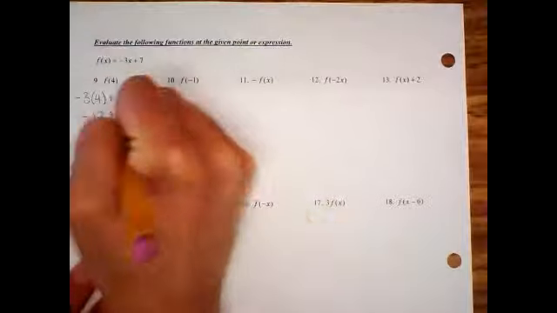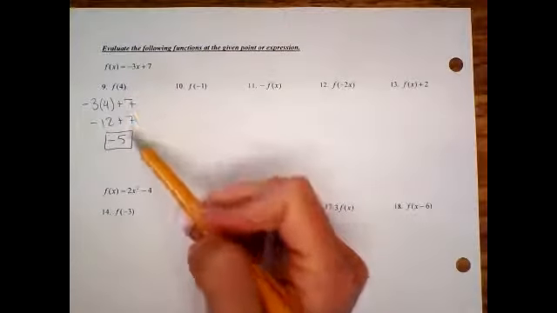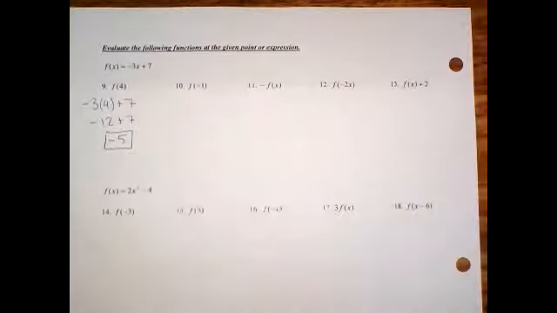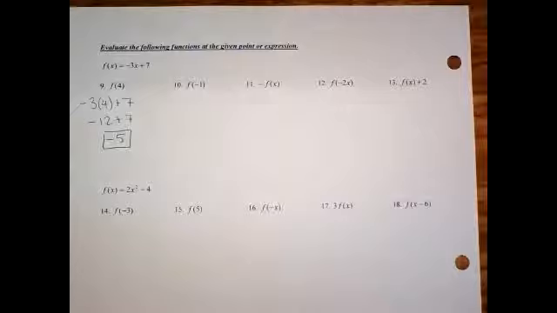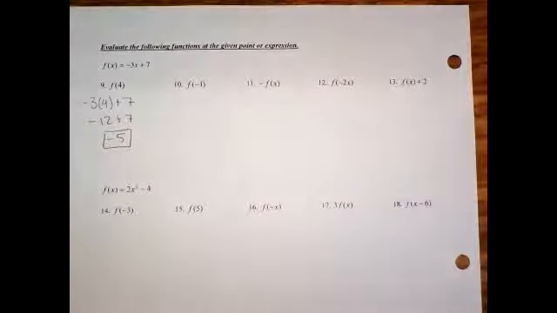So -5. So if I made you graph this, which I'm not going to do, but if I did, the point 4, -5 would be on the graph. You input 4, you get back -5. Are you coming with me on what that means? I don't want you to just do this and have no idea what we're talking about. It means the point 4, -5 would be on the graph.